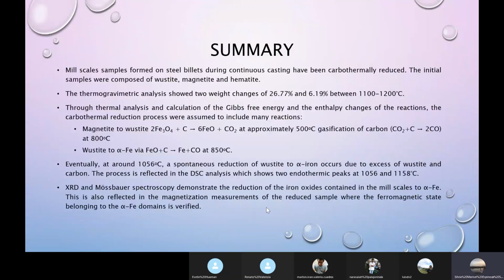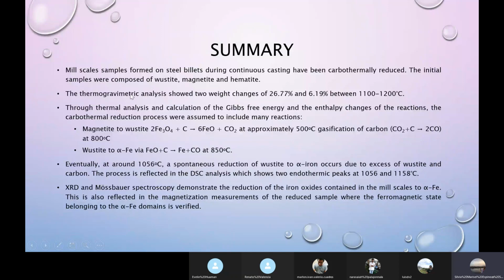Summary. Millscale samples formed on steel billets during continuous casting have been carbothermally reduced. The initial samples were composed of wustite, magnetite, and hematite.